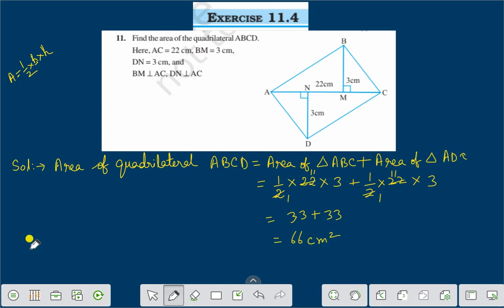Right? Therefore area of quadrilateral ABCD is equal to 66 centimeter square. This is the answer of question number 11.